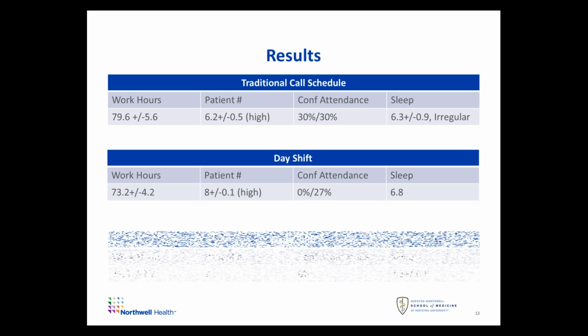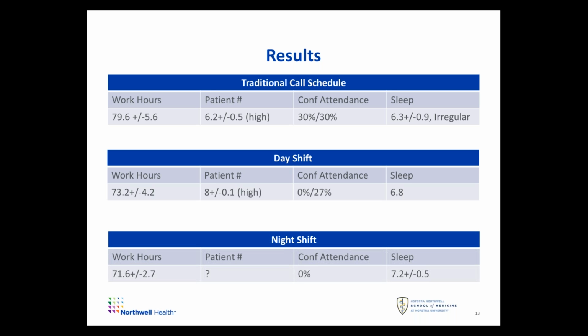And they slept about 6.8 hours a night, which did not reach significance, but seemed to be a little more than the traditional schedule. The night shift folks worked less, and this did reach significance compared to the traditional 71 hours. They didn't report the patient numbers. I'm not sure why. Maybe it's because their coverage system is different than what they do during the day. Conference attendance, of course, for night shifts is 0 because they're just not there for morning report generally and not there for the conference. And then they slept 7.2 hours, which did reach statistical significance, so more than the traditional schedule, and regular.